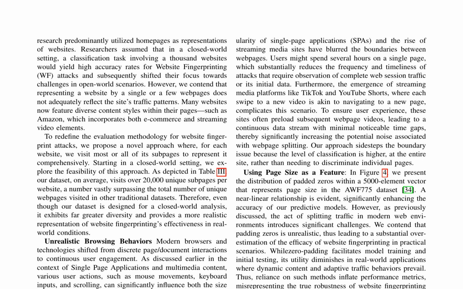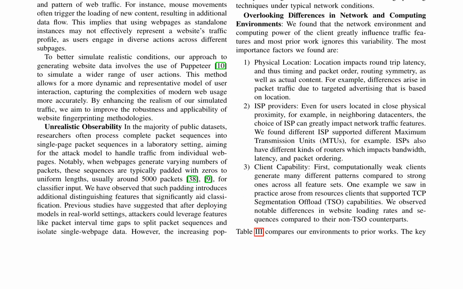Realistic browsing behaviors are also crucial, as modern browsers and technologies have shifted from discrete page interactions to continuous user engagement. To capture these complexities, Puppeteer is utilized to simulate a wider range of user actions. Previous datasets are criticized for their unrealistic observability, where complete packet sequences are processed into single-page packet sequences in a laboratory setting, often padded with zeros to uniform lengths. This padding introduces additional distinguishing features that significantly aid classification but may not accurately represent real-world scenarios.